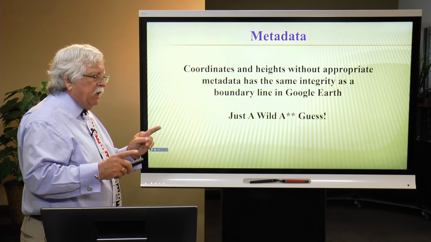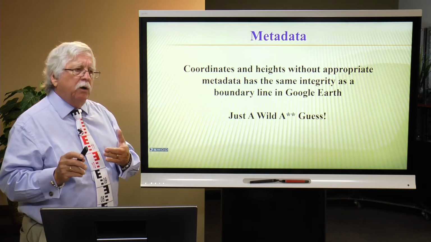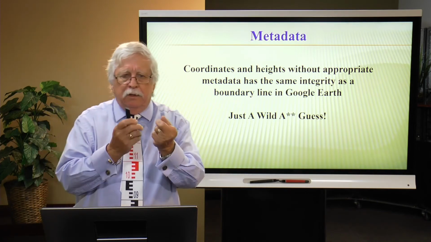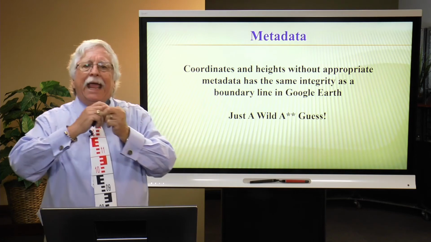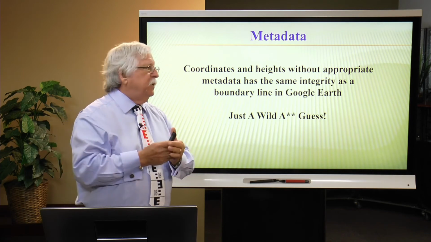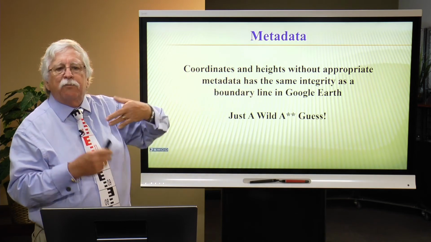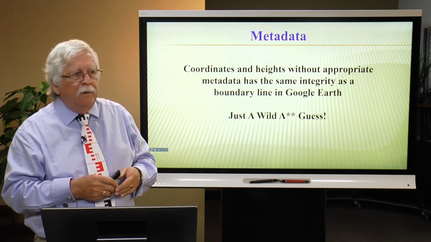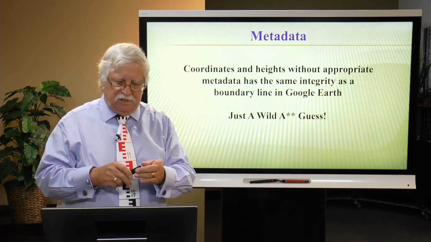So kind of bringing this all around, a really important part of any of this geospatial information, and it's vitally important in determining the relationship of NAD83 and WGS84, but it should be part of any set of geospatial information that you as a user or company are collecting. You should follow this. As it says, coordinates and heights without the appropriate metadata have the same integrity as a boundary line in Google Earth. Well, they're great approximations, but they're not very accurate. So it's just, well, as you see, it's just a guess.